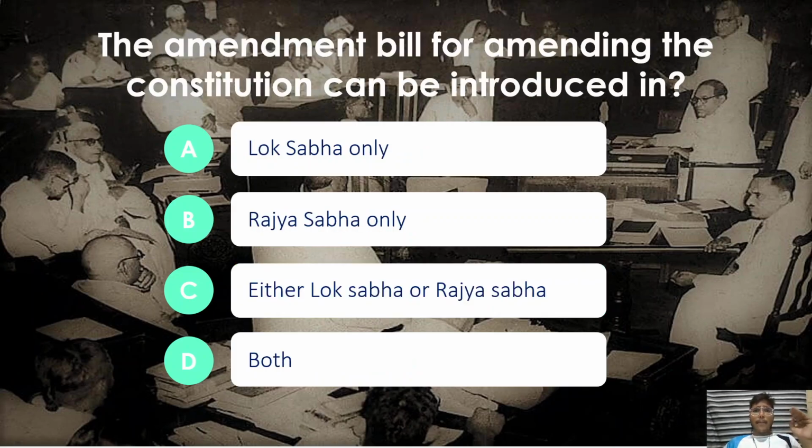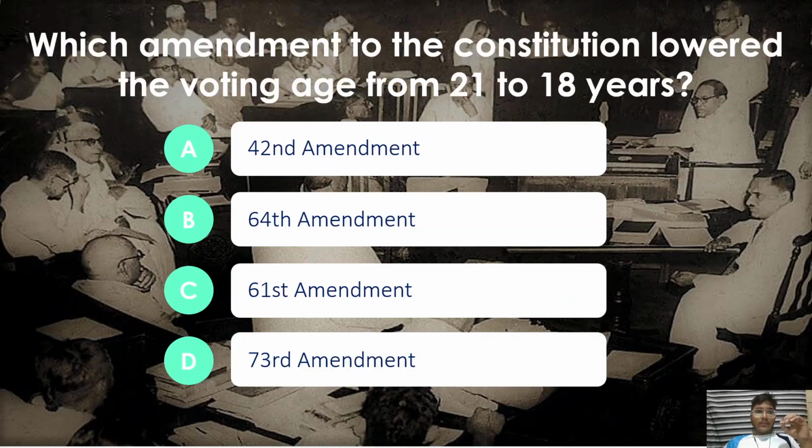The next question is: a bill for amending the Constitution can be introduced in option A Lok Sabha only, option B Rajya Sabha only, option C either Lok Sabha or Rajya Sabha, or option D both. The answer is both, option D.